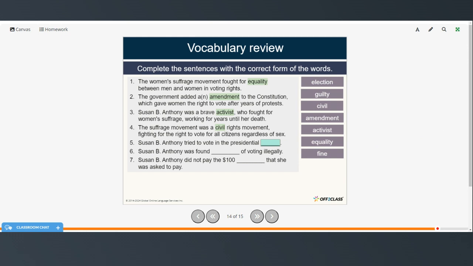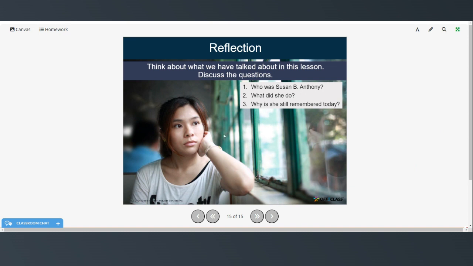Susan B. Anthony tried to vote in the presidential election. Susan B. Anthony was found guilty of voting illegally, and did not pay the $100 fine that she was asked to pay. And so here are some reflection questions. Who was Susan B. Anthony? What did she do? And why is she still remembered today? And you can take a few moments and answer those.